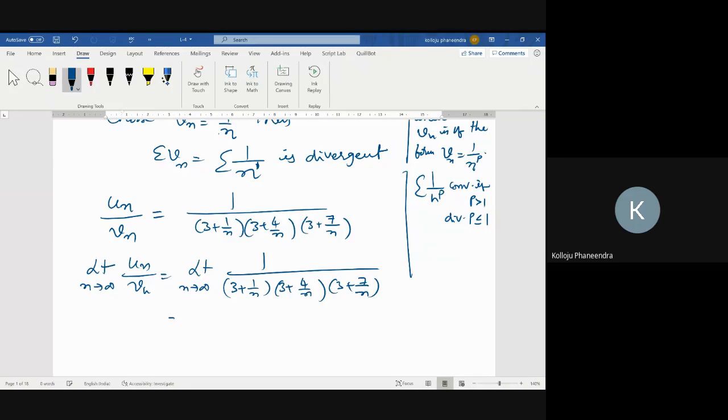Something by infinity is 0: 1 by infinity is 0, 4 by infinity is 0, 7 by infinity is 0. So what are the remaining terms? 1 by (3 plus 0), (3 plus 0), (3 plus 0). So what is this value? 1 by 27. This is the value of L.